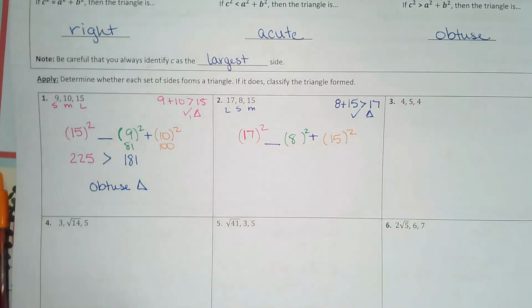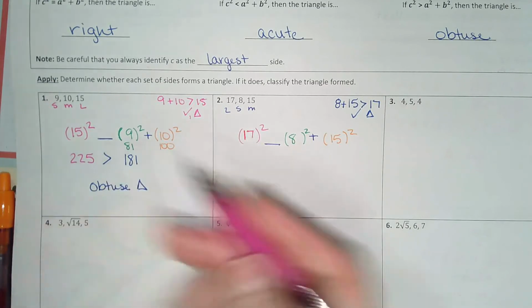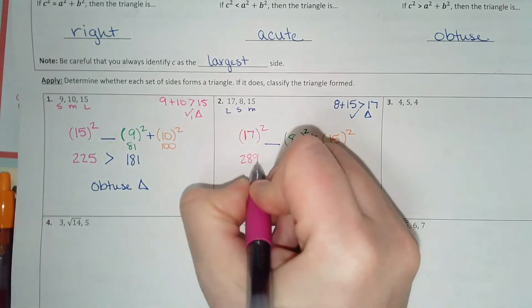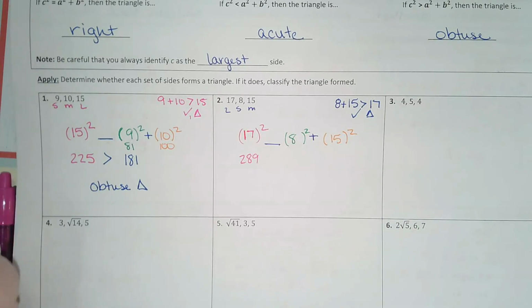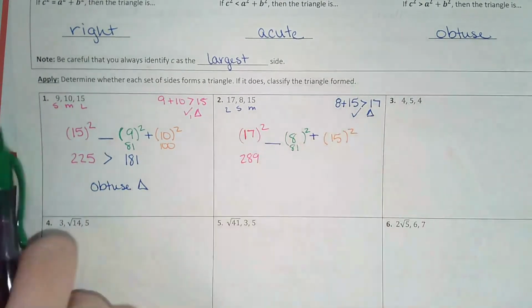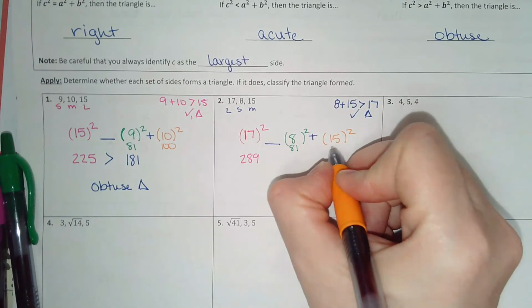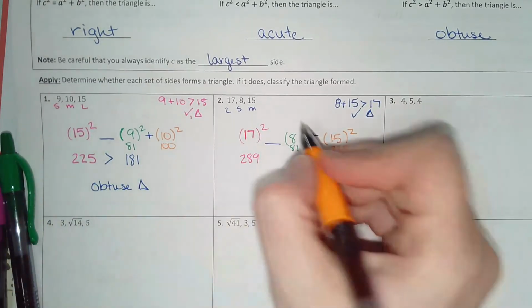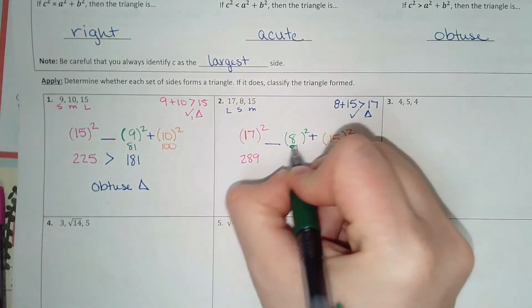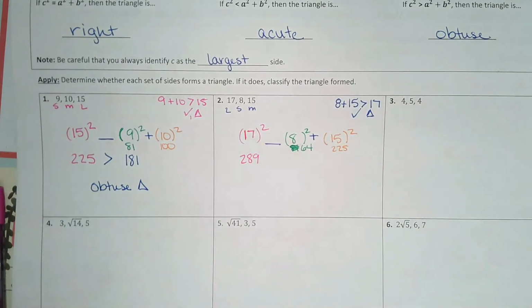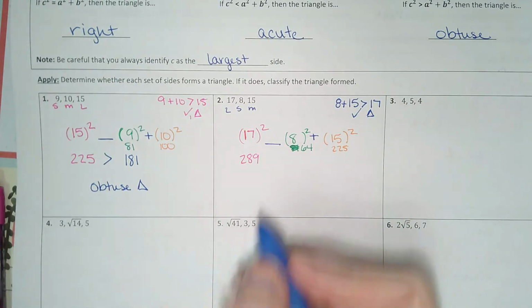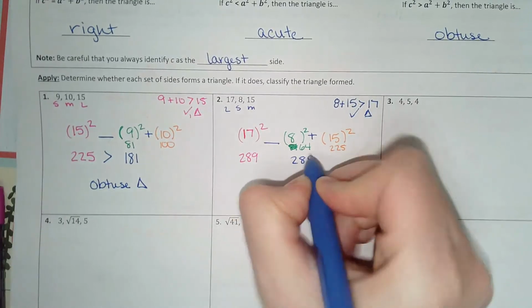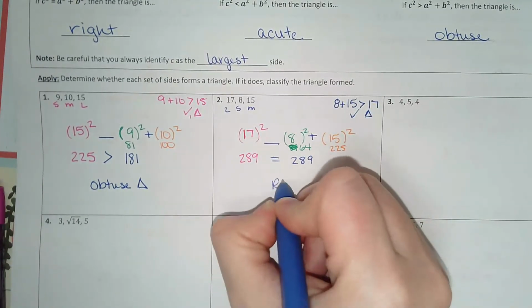So 17, and then I have 8 squared, and I have 15 squared. So 17 squared is like 343, I think. No, 289. 289. This is 81. And this is 225. This is not 81, that's 64. So with that, 64 plus 225 is 289. Since these are equal, I have a right triangle.